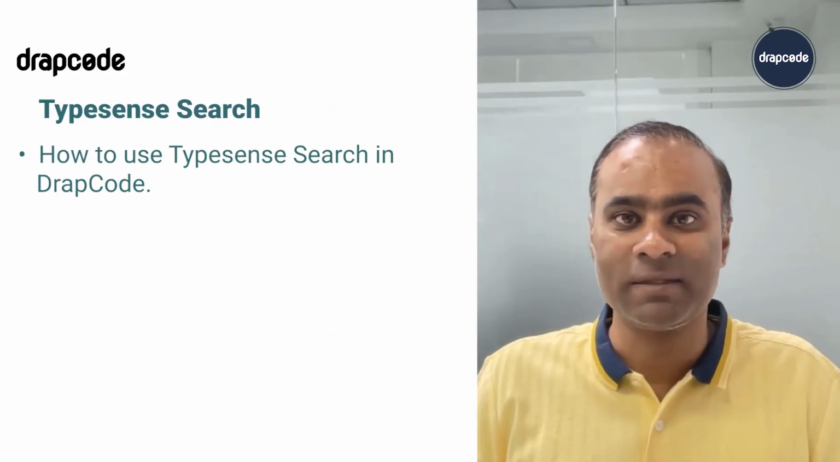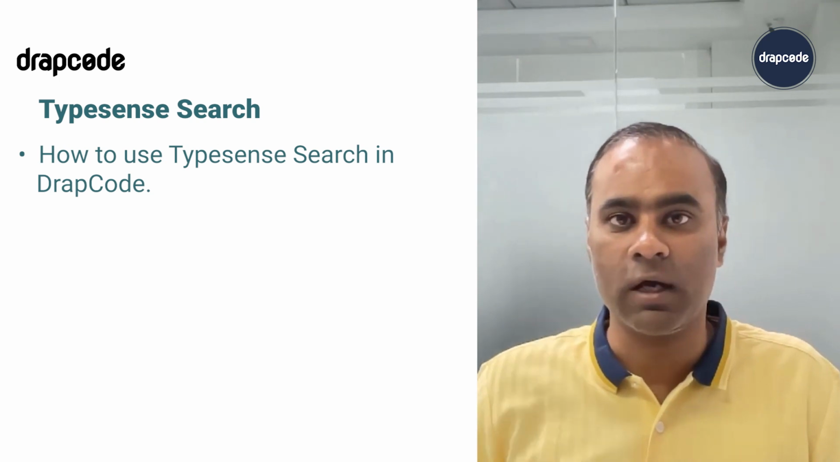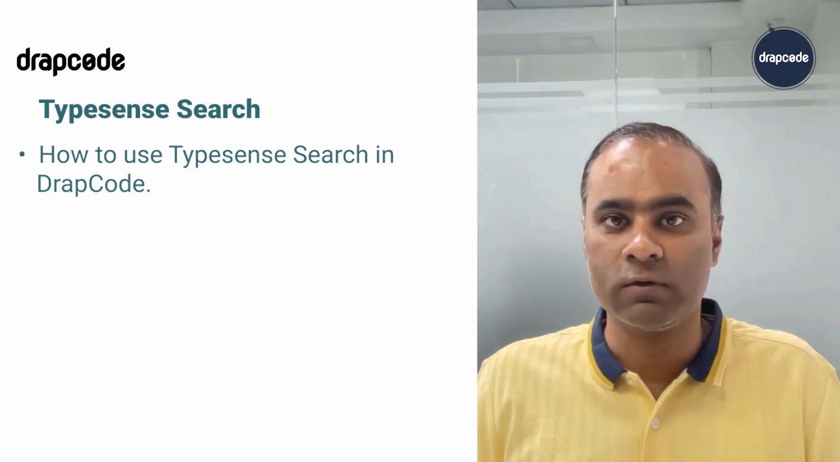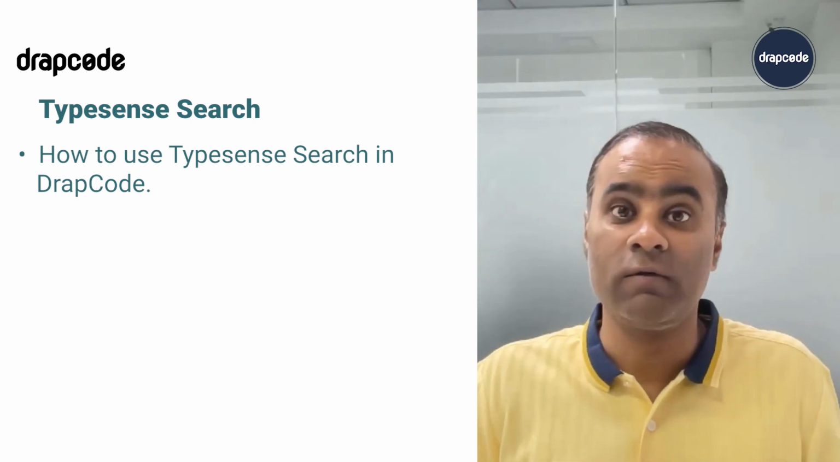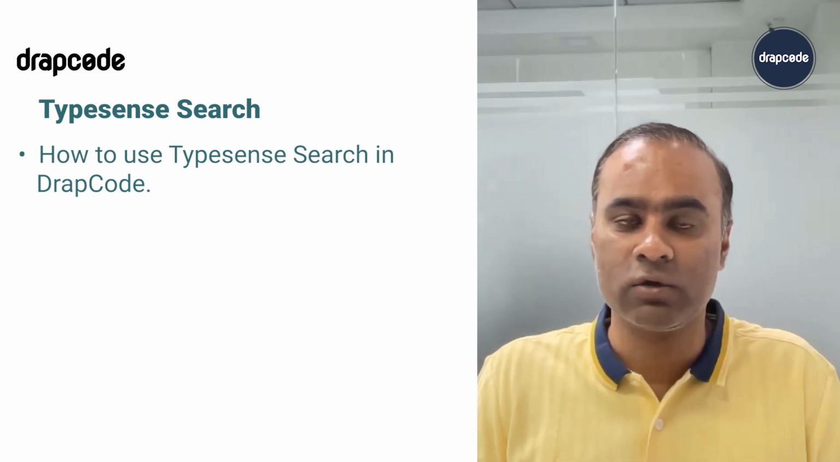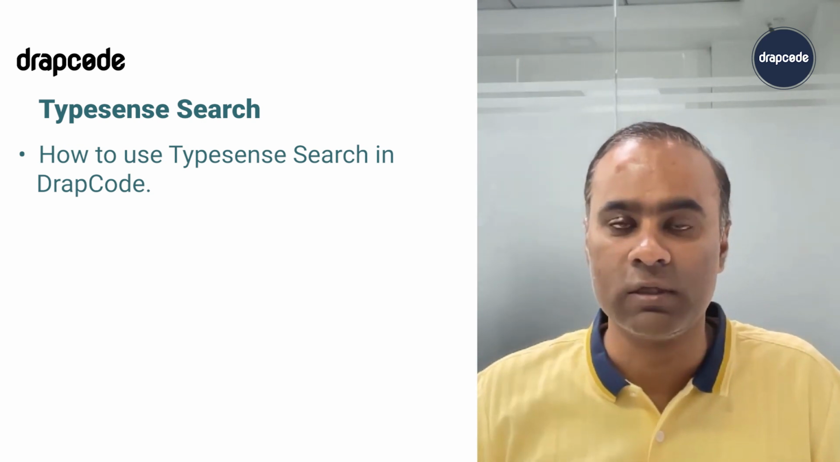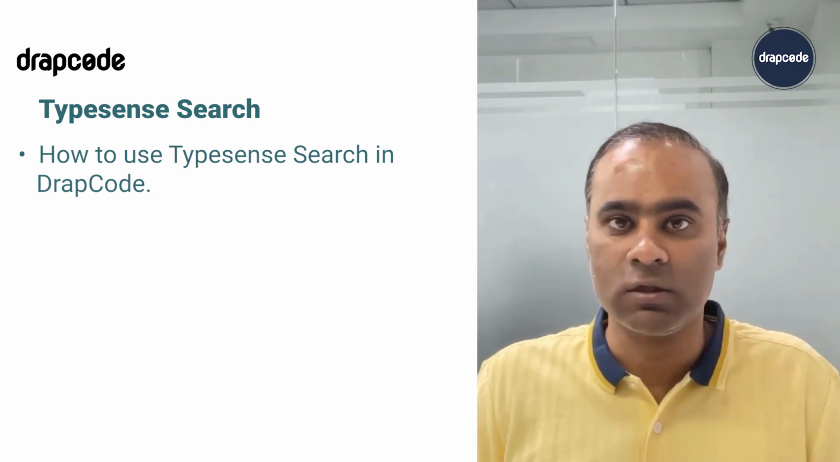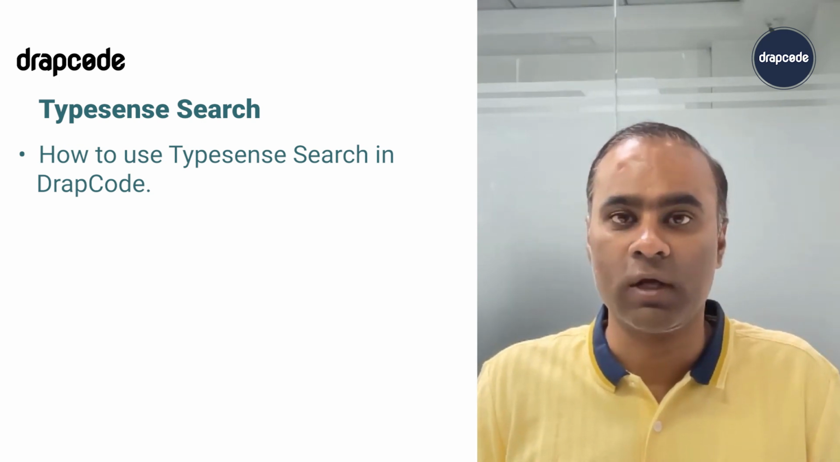So in this video we will understand how to use Typesense in Trapcode. Typesense is kind of an Elasticsearch and Algolia alternative which is used for searching of data, right? So let's say you have hundreds of thousands of records or even millions of records and you want to do a fast search in the data. Typesense is a perfect tool for this. And in Trapcode, we have native integration of Typesense where you can search across millions of records without any issue, without compromising on speed and quality.